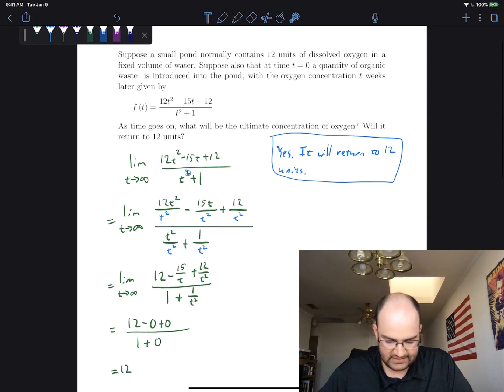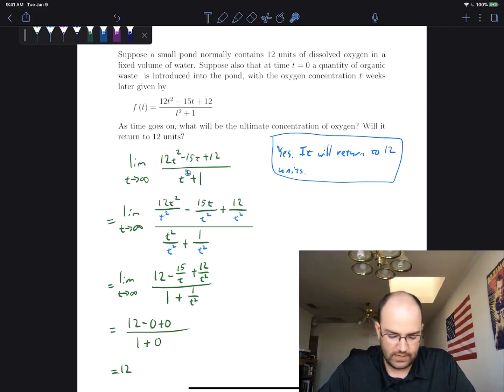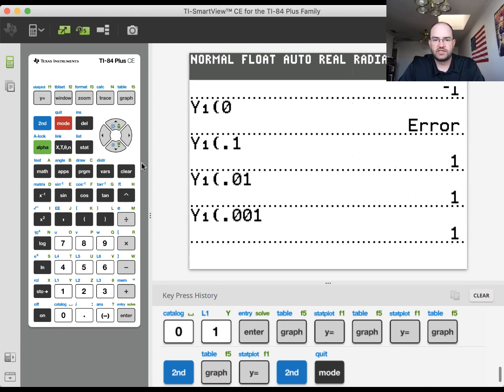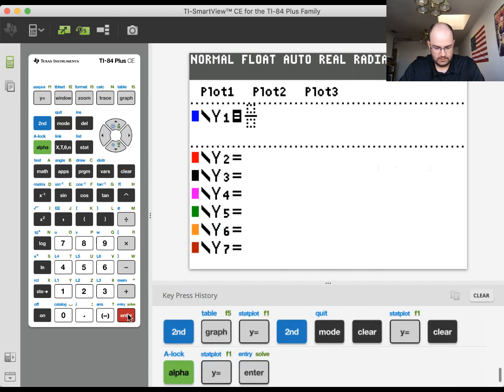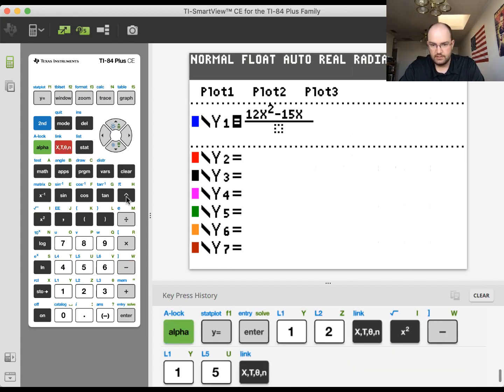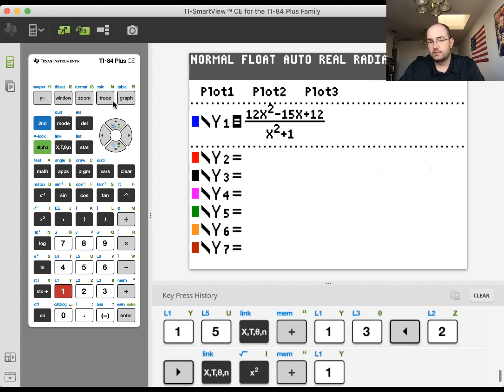Now, another way of seeing this is to look at the actual function itself in the calculator, and I do want to see what it looks like. So I will go ahead and see you there. Okay, welcome to the calculator. I'll clear anything that's in here. So go to y equals, and then let's type this in. 12, instead of t, we have to do x, so 12x squared minus 15x plus 12, in the denominator, x squared plus 1. Fantastic. And then just graph normally.